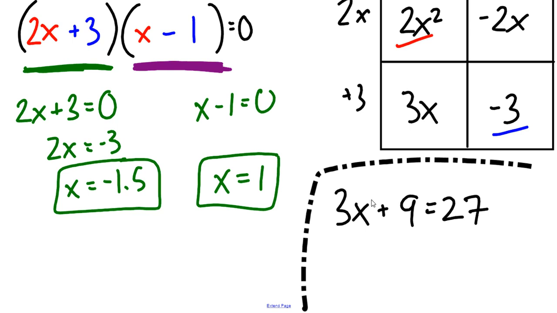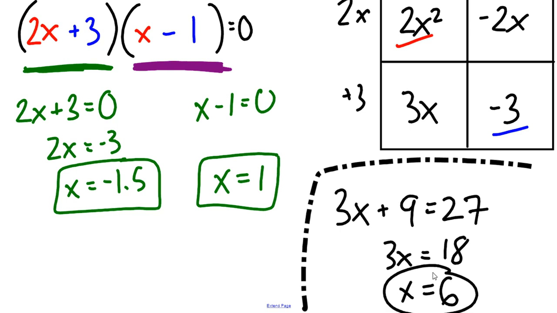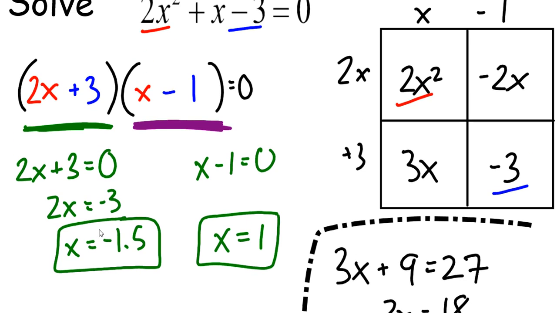Look, biggest power is a 1 right here, so you should only get one answer, and you do. Subtract 9, you get 18, divide by 3, and you get 6. So when you solve lines, you get one answer, because the biggest power, the degree, is 1. When you solve quadratics, the most amount of answers you can get is 2. So you should be getting 2 answers when you solve these.